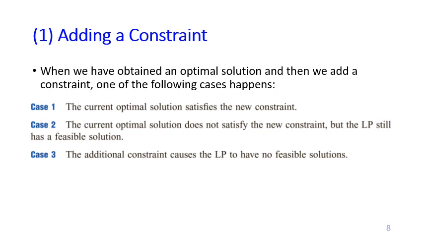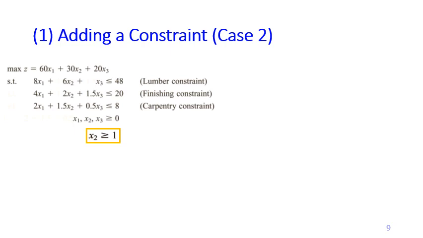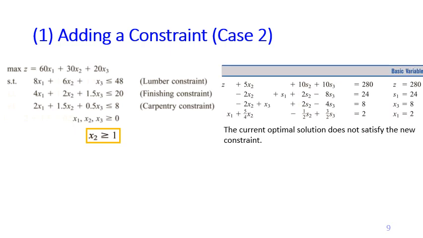Now let's see the second case, where when we add the new constraint, the current optimal solution does not satisfy the new constraint. Let's say we have a constraint saying that x2 must be greater than or equal to 1. In the old optimal solution, we see that x2 equals 0 because it is a non-basic variable. So it is clear that the current optimal solution does not satisfy the new constraint.